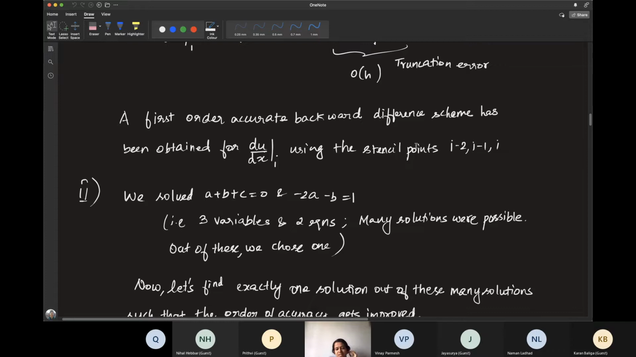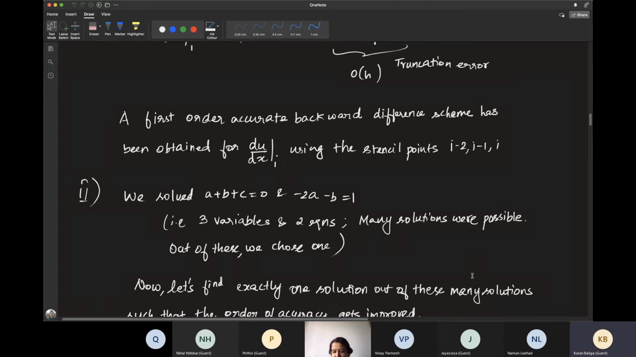So can you suggest some way of doing that, of obtaining an extra equation? That is, I already have two equations. Now suppose I add another equation, I want to improve the accuracy. Can you suggest some way of doing that?